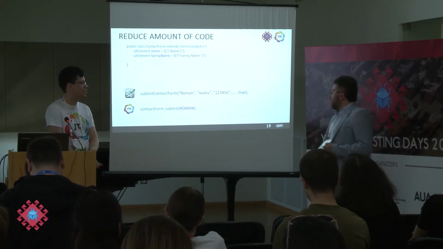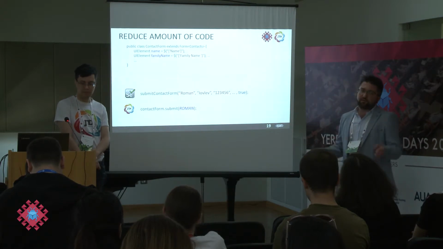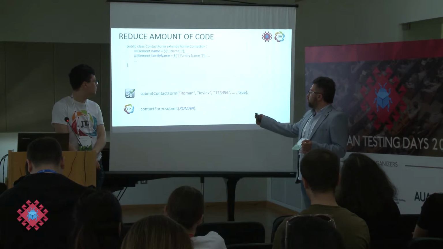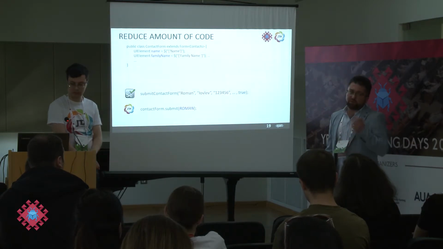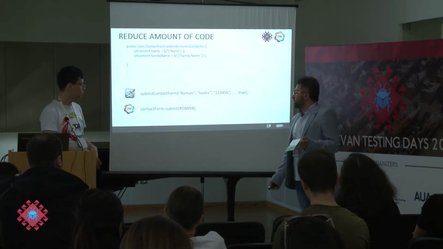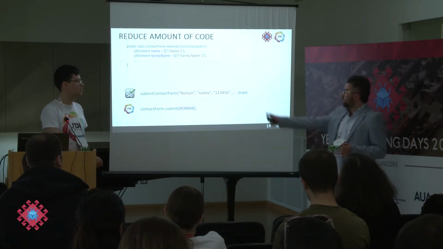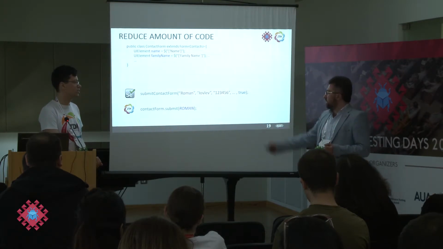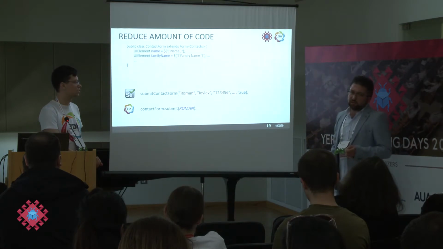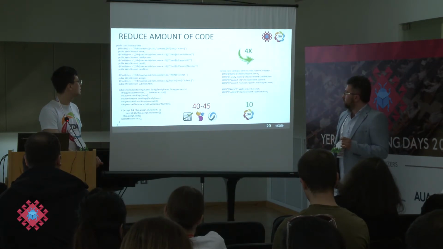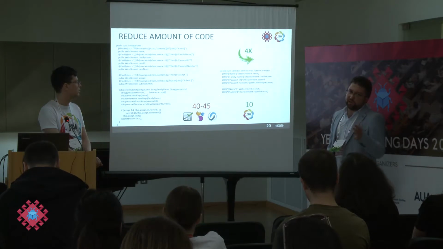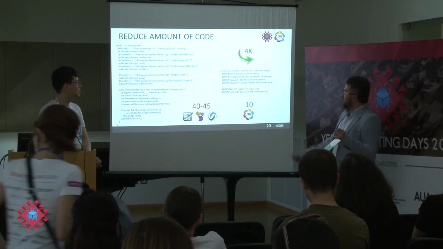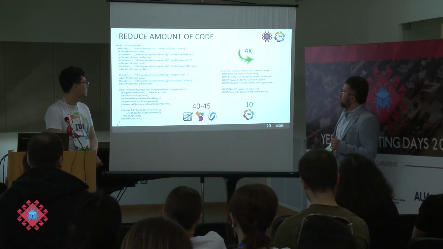For writing this code, let's say filling some fields in the form and submitting, in Selenium we should use sendKeys or some function and give all the fields as parameters, right? But in JDI we are just creating the form and then calling contactForm.submit, and that's it. We give some entity data, and it fills all the fields. We will show later how it can be done. It appears that on average it can be done in about 10 lines instead of 40 to 45 lines of code in Selenium or Selenide.